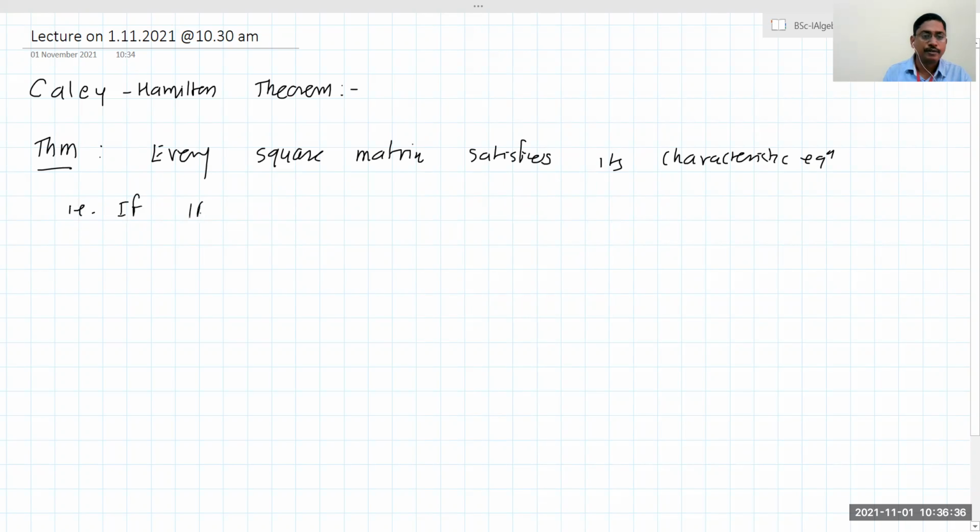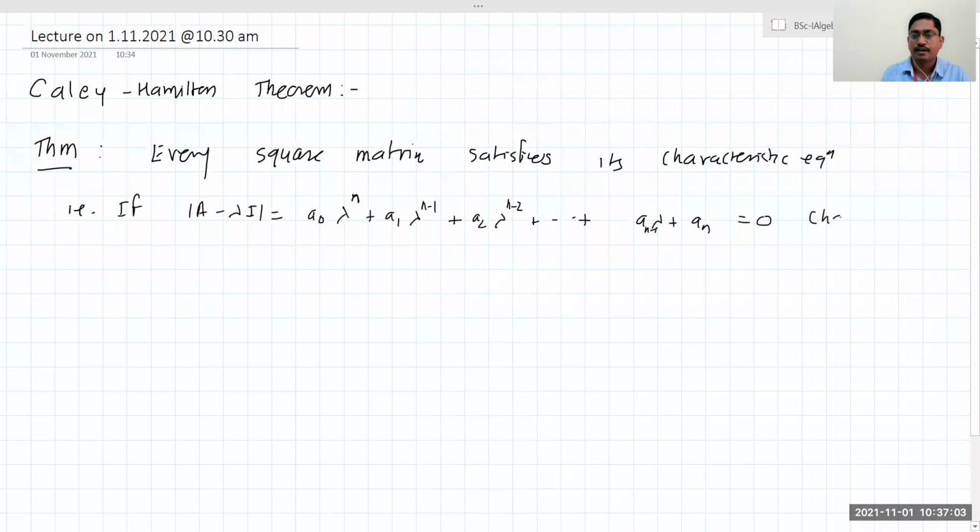if determinant of A minus lambda I is expanded, since it is of order n, the highest power of lambda will be n: a0 lambda raised to n plus a1 lambda raised to n minus 1, plus a2 lambda raised to n minus 2, and so on. The last term will be an, and the previous term is a(n minus 1) lambda. So this will be the characteristic equation. If this is the characteristic equation of a square matrix of order n, then the matrix satisfies it.